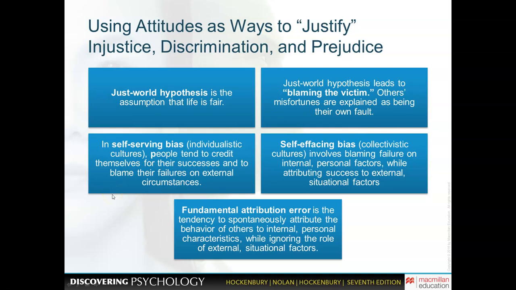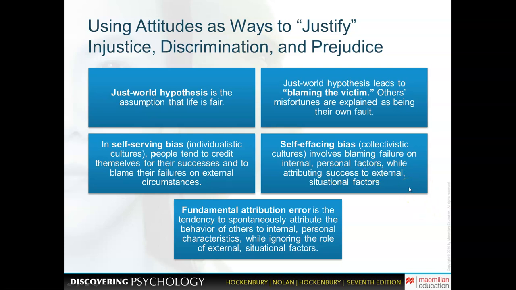The next bias down in the middle here is self-serving bias. That's when people tend to credit themselves for their successes and to blame their failures on external circumstances. If something good happens, they go, yep, I did this. And if something bad happens or they don't feel successful, then they blame it on something else or somebody else.